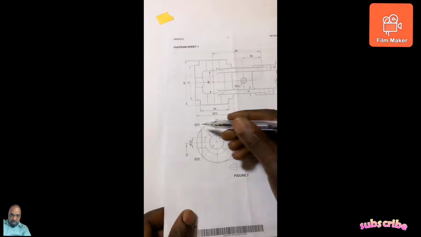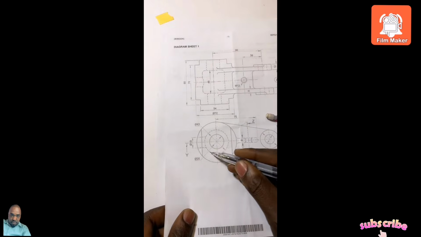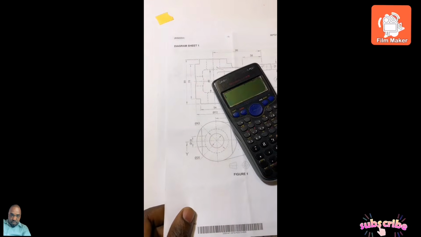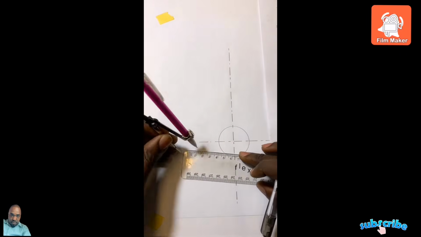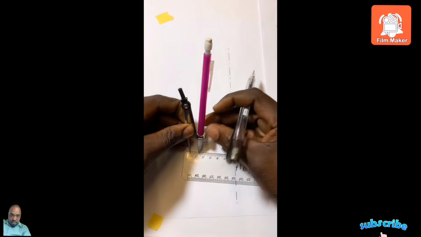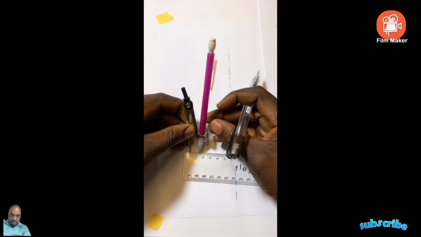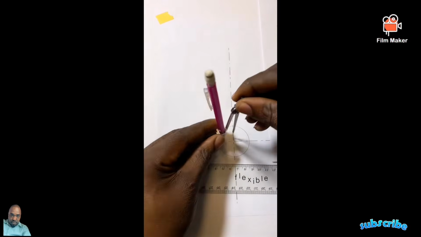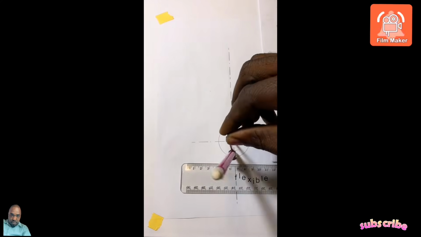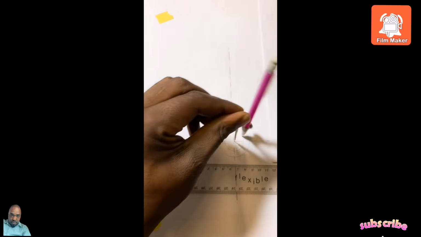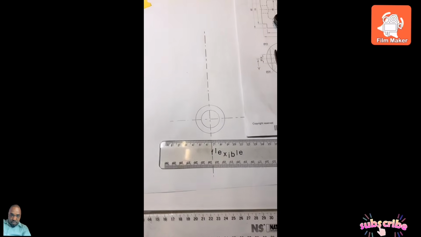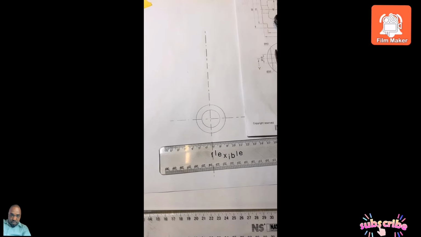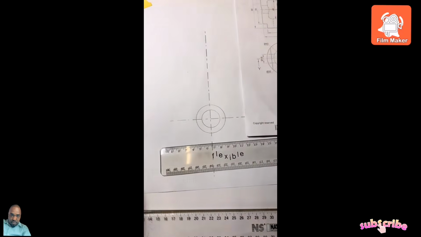So this is diameter 43. The inner one is going to be diameter 26. So 26 divided by 2, that's 13, isn't it? I'm going to open my drawing compass to 13. This is 13, right? If so, I come and draw it right here like this. Then from there, what can follow?